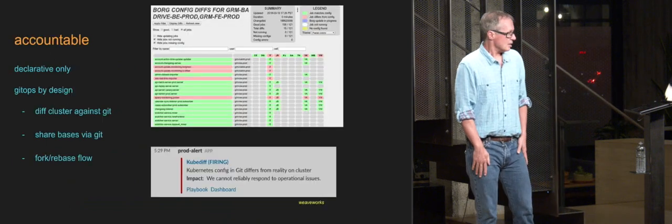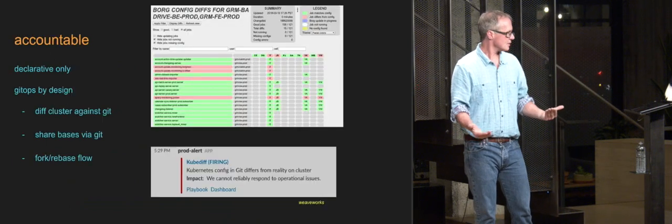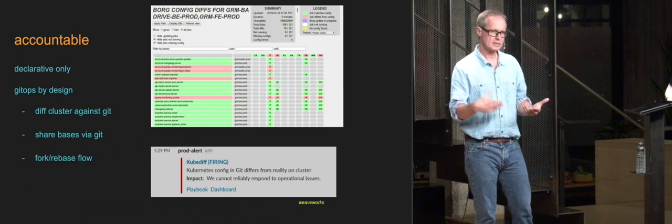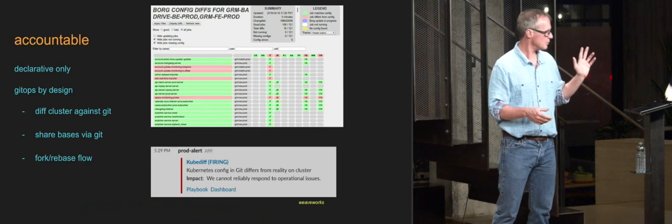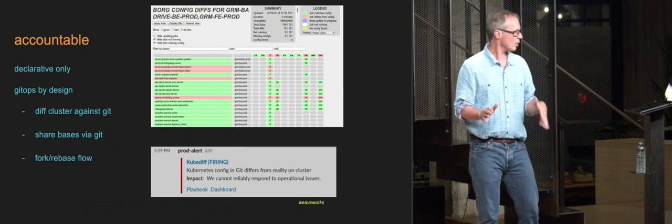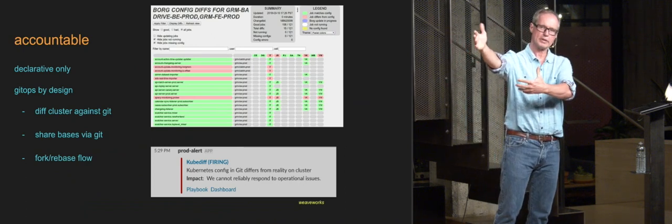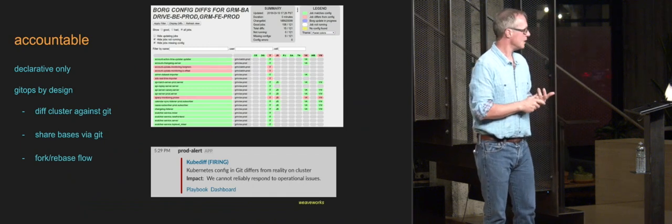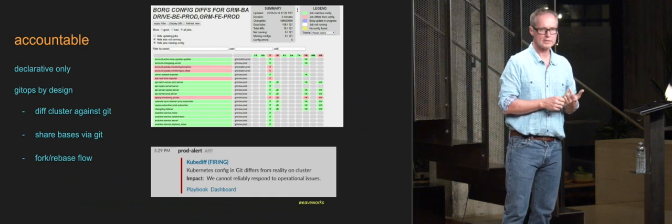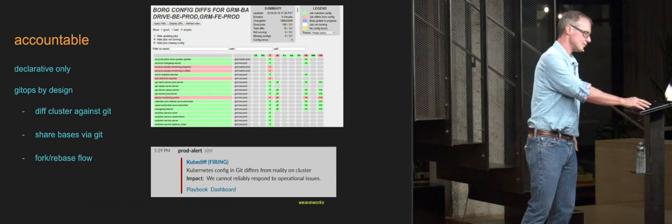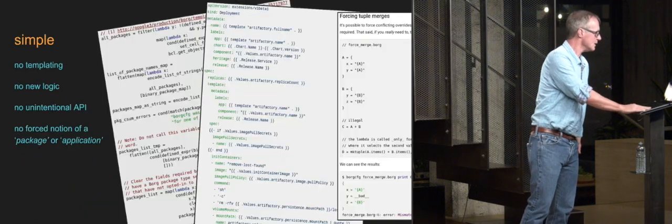Accountable means we want to declare things. We want it to be declarative. There's no execution involved. We want it to be GitOps by design. So like I mentioned before, you want to be able to do a git diff against your cluster, and you want to be able to share bases via git. And fork rebasing is really important as well.